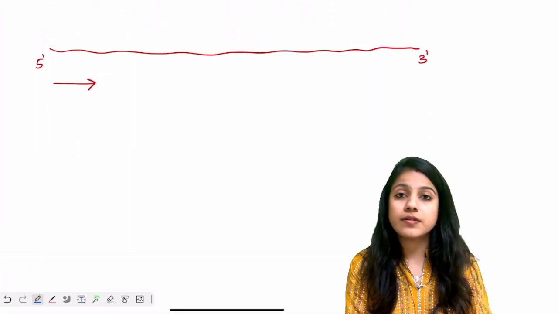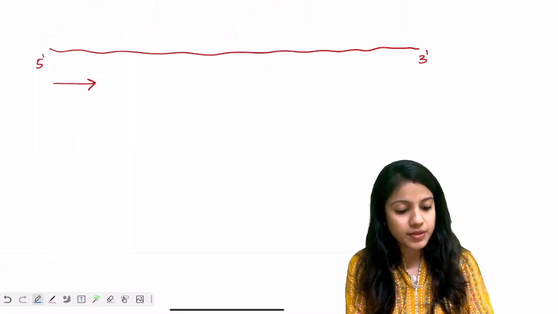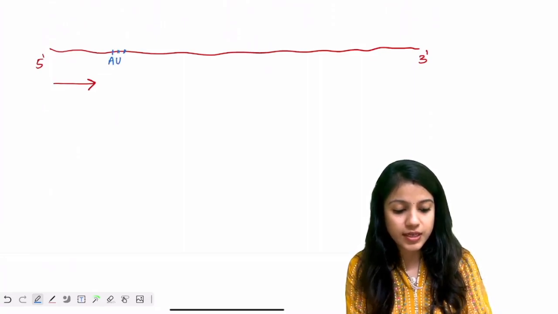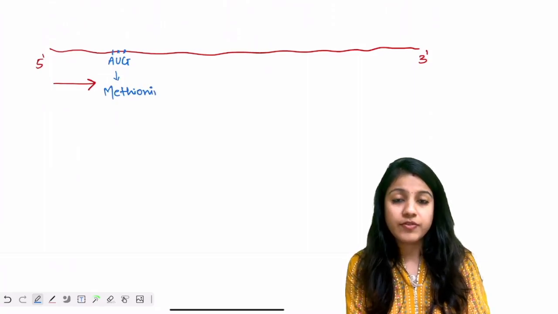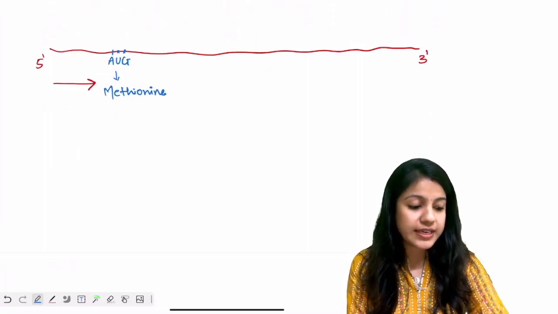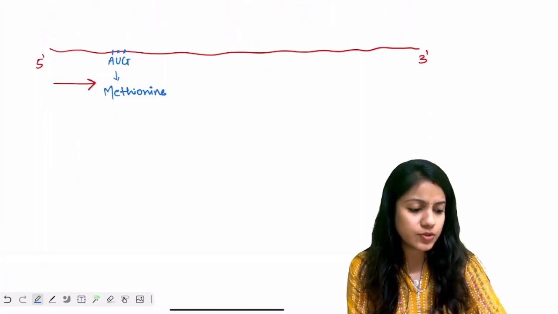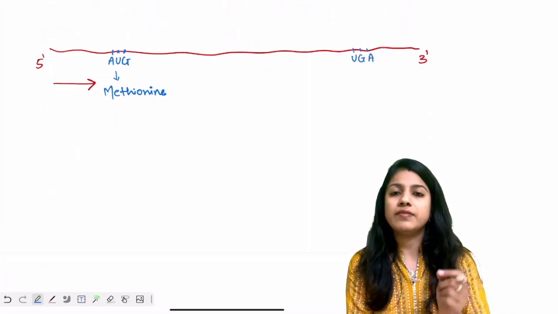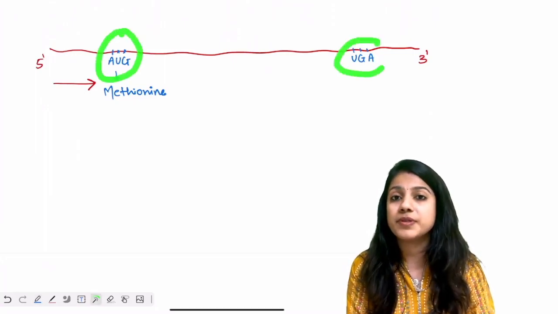You know that for the translation process, we need start and stop codons. Say, for example, the position of the start codon is this one, right? The start sequence is AUG, correct? This AUG codes for the amino acid called methionine. Whereas for the stop codon, we have three possibilities: UAA, UAG, UGA. Say for example, this is UGA. Now randomly I have taken one position where the start codon is present over here, and the stop codon is present over here.